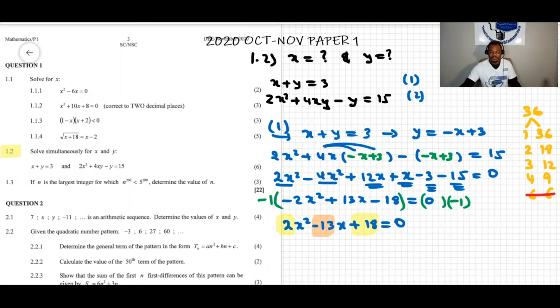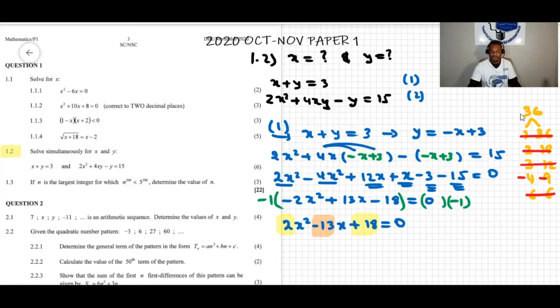Okay, 1 and 36 will never make negative 13. 2 and 18 will never make negative 13. 3 and 12 will never make negative 13, but 4 and 9, yes, they can, if we do negative 4 and negative 9. And then, of course, you check this out. Negative 4 minus 9 makes negative 13, and negative 4 times negative 9 makes positive 36.